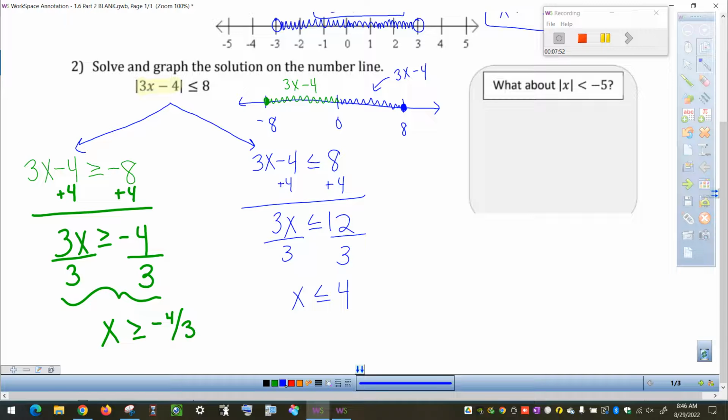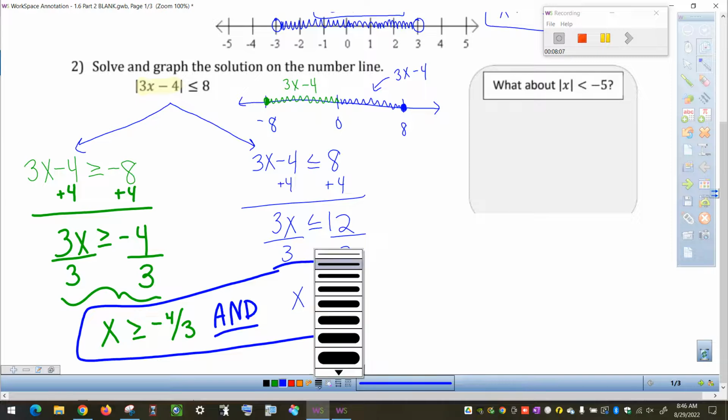All right, now one way that you can express your final answer is to keep everything the way that you see it here, but just put the word "and" in between them. Because as we saw in the first problem, it has to make both of them true. So it needs to be greater than or equal to negative 4/3. At the same time, it needs to be less than or equal to 4.